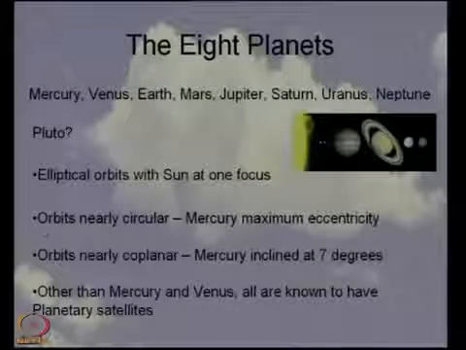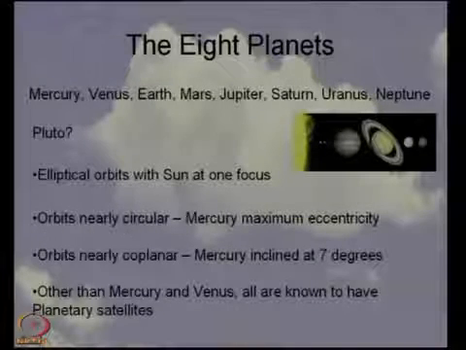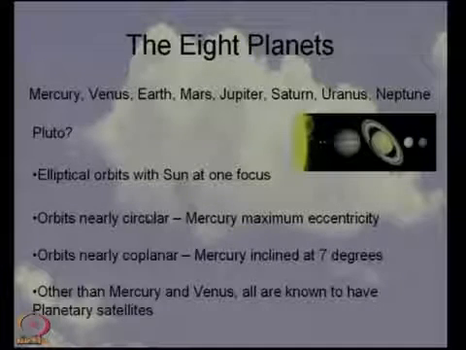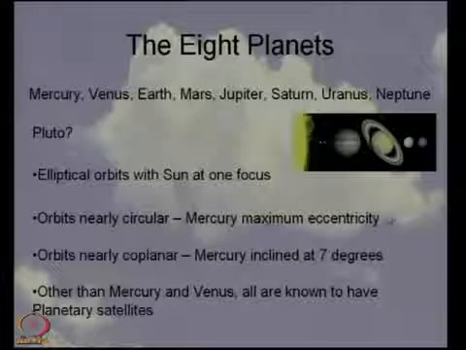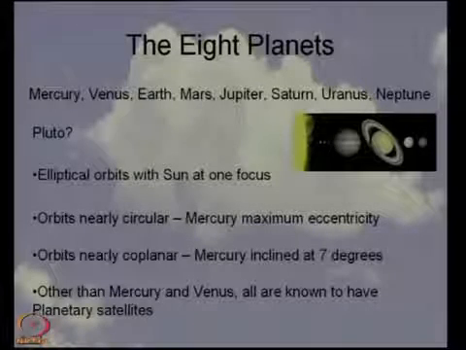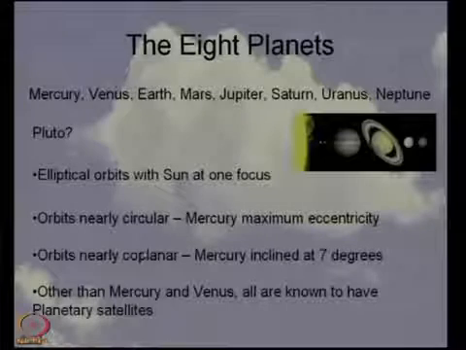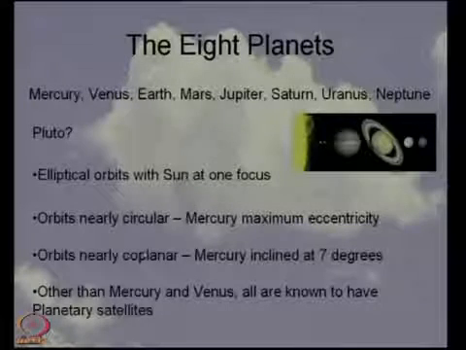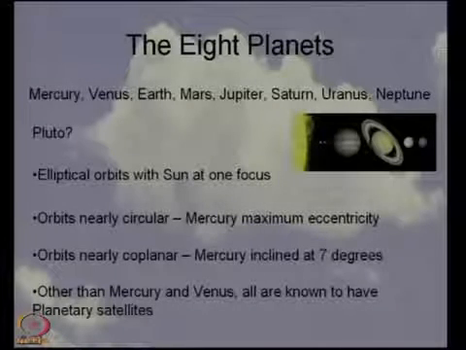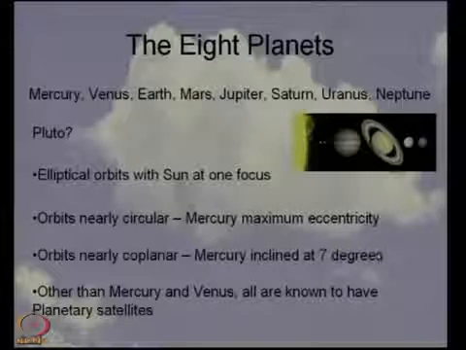These orbits are nearly circular, they have very small eccentricity. Mercury has the maximum eccentricity of all the planets. The orbits are also nearly coplanar, approximately in the same plane, except for Mercury, which has the maximum inclination, which is 7 degrees, amongst the planets.